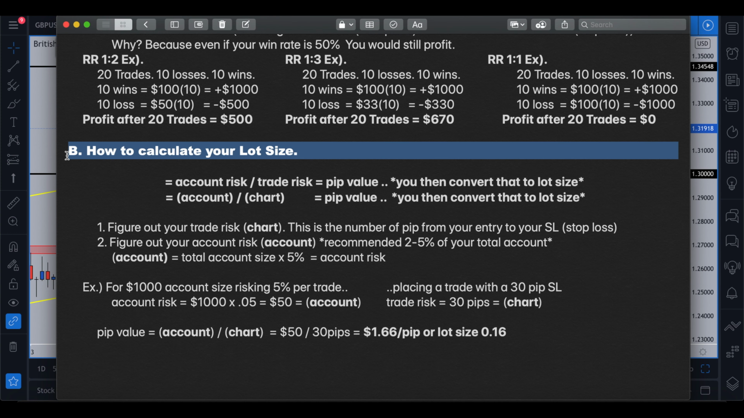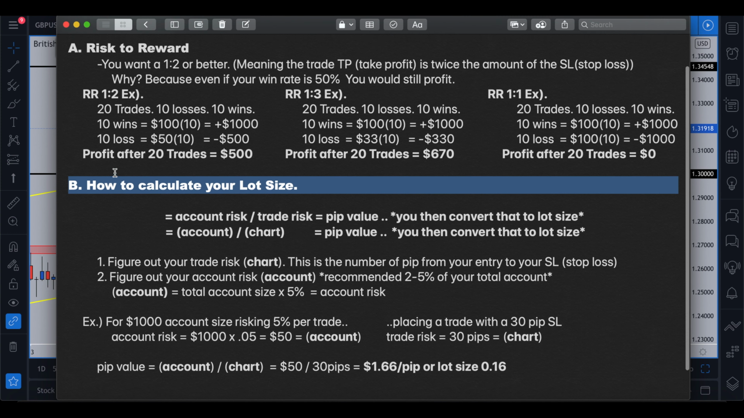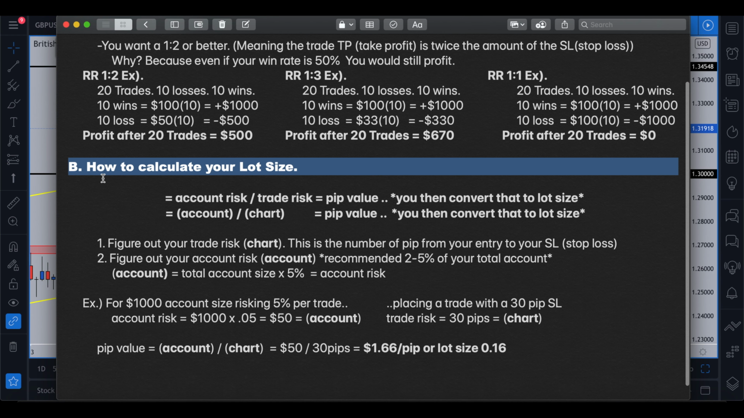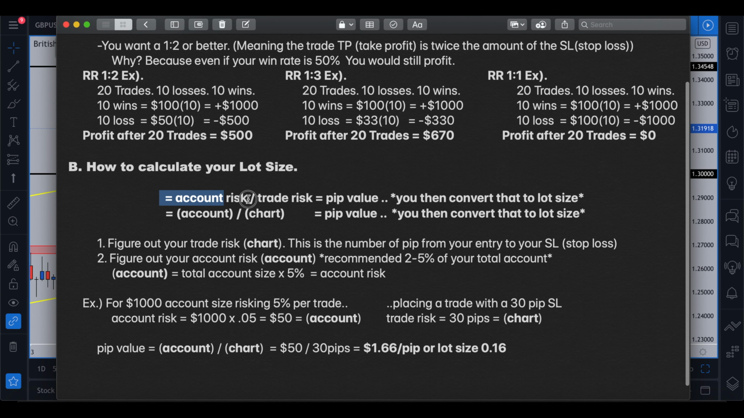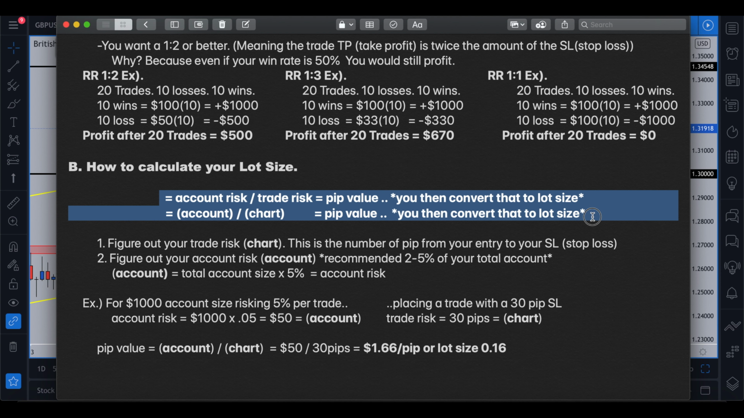If you don't write nothing else down on this notepad or these notes or whatever, this is what you want to write down: this formula right here on how to calculate your lot size. It's going to tell you your lot size, what your position is going to be in the trade. And it's a simple formula, right?